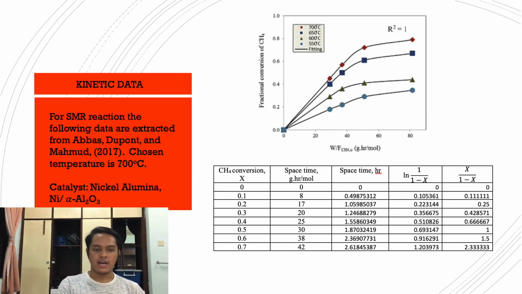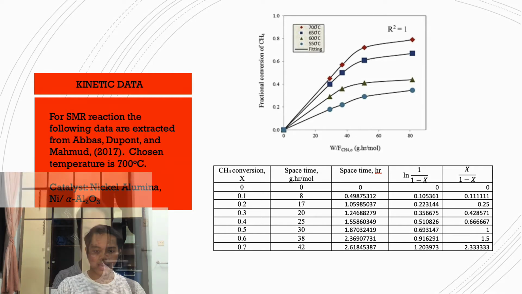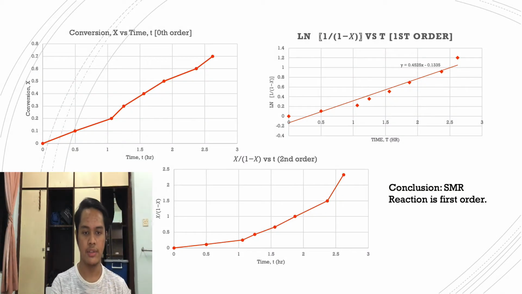So we are using the integral method to find the order of reaction, and based on the three graphs that we have plotted, we can conclude that the reaction order for the SMR reaction is first order.